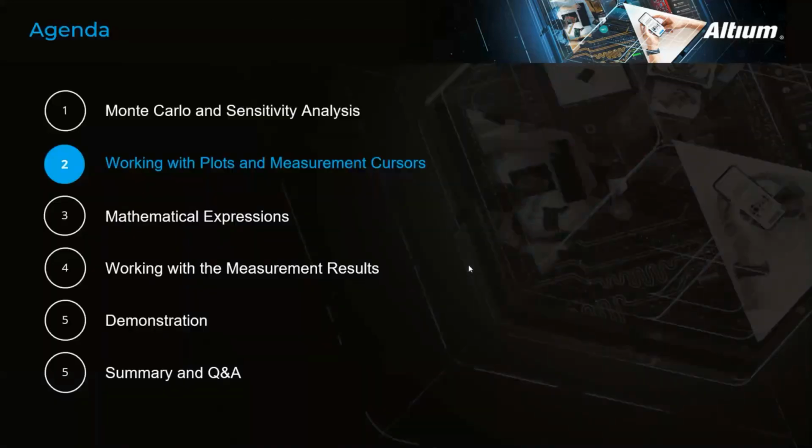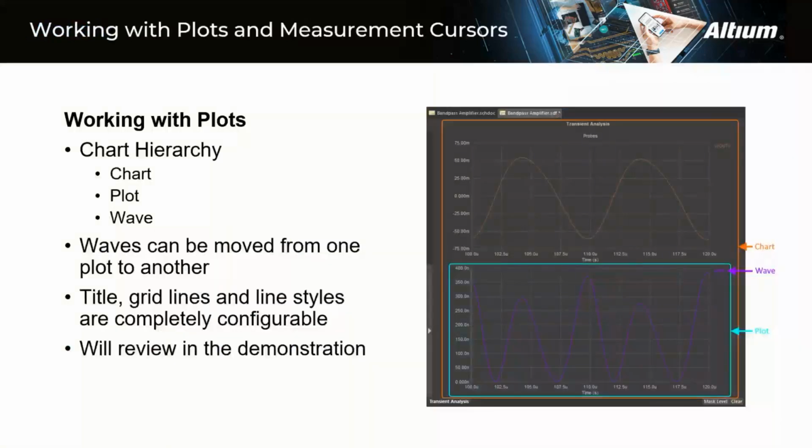Now let us discuss working with plots and measurement cursors. You can see here in Altium that you can have different output waveforms, in terms of V output or V input. Different charts, plots, or waveforms can be created, and you can move a waveform from one plot to another plot, and completely configure these plots. That means grid lines and line styles based on requirement, which we will review during the demonstration, showing how you can customize this.